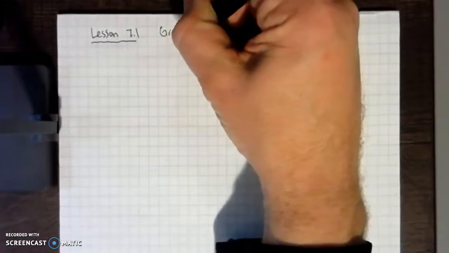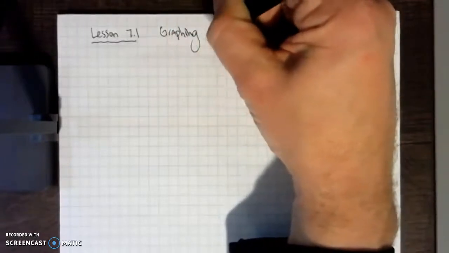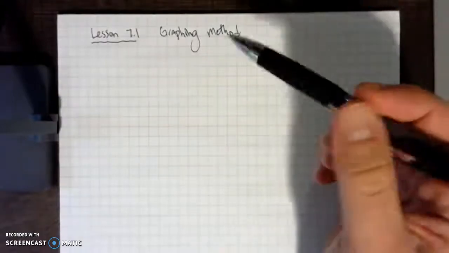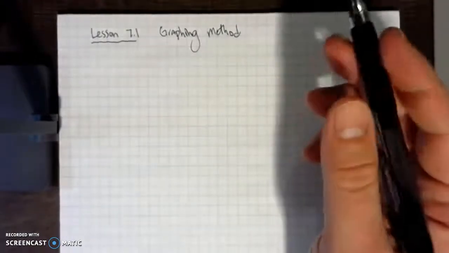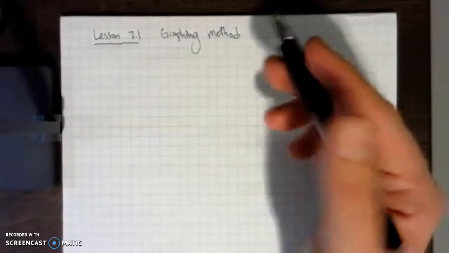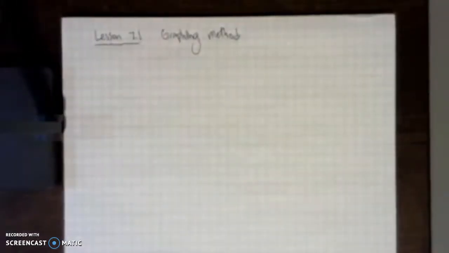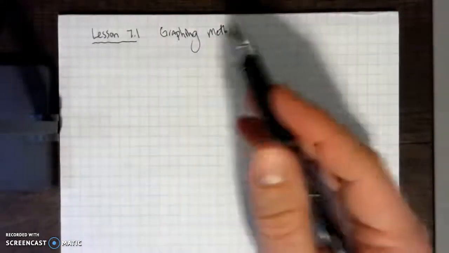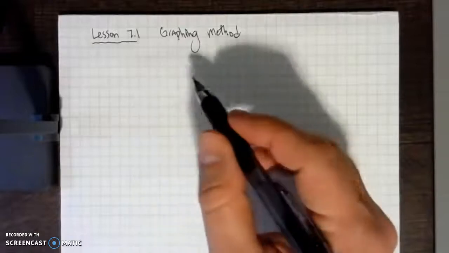Lesson 7.1, graphing method. And the reason I say a ruler is just in order for us to get the correct answer, we need to be really exact with our lines. And so we want to make sure that they're absolutely straight lines and going right through the points.